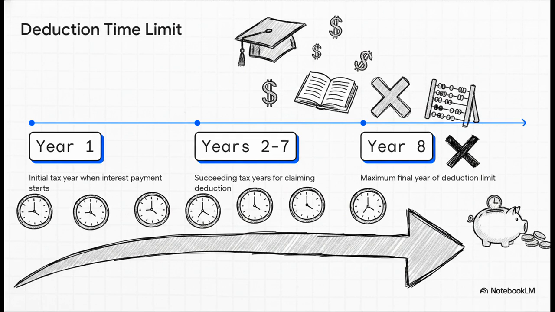The deduction is allowed in computing the total income for the initial tax year, meaning the year you actually start paying the interest, and the 7 tax years immediately succeeding it. So that creates a maximum hard limit of 8 consecutive tax years, no exceptions. If the loan interest is fully paid off before these 8 years are up, well, the deduction naturally stops. It is always whichever is earlier, the 8-year mark or the full repayment of the interest.